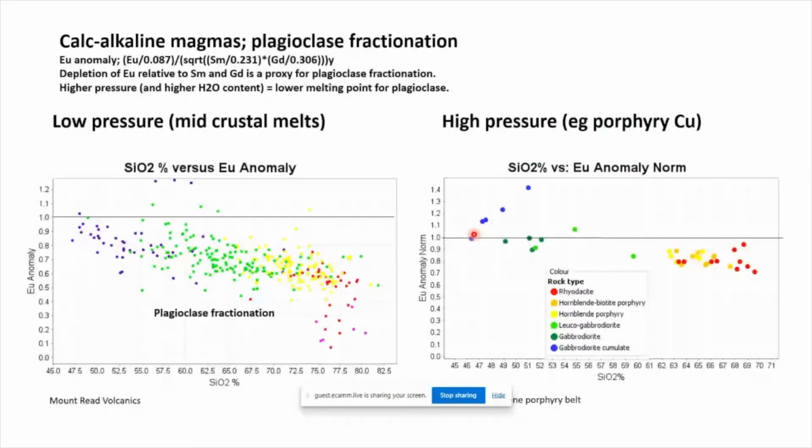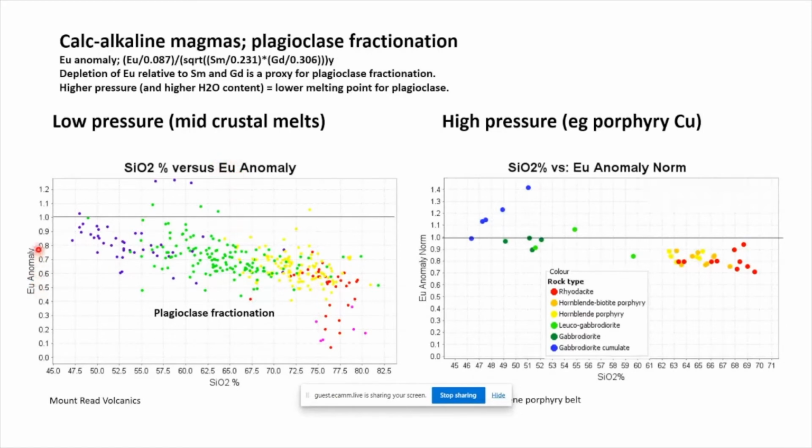Now, I'm guessing that most of you will know about europium anomalies and how that relates to plagioclase fractionation. Just as a quick reminder, europium is a bit different to all of the other rare earth elements. All of the rare earth elements have a common valency of +3, but europium can also be +2. And europium 2+ substitutes for sodium into plagioclase. So as plagioclase fractionates, it will remove europium from the melt.